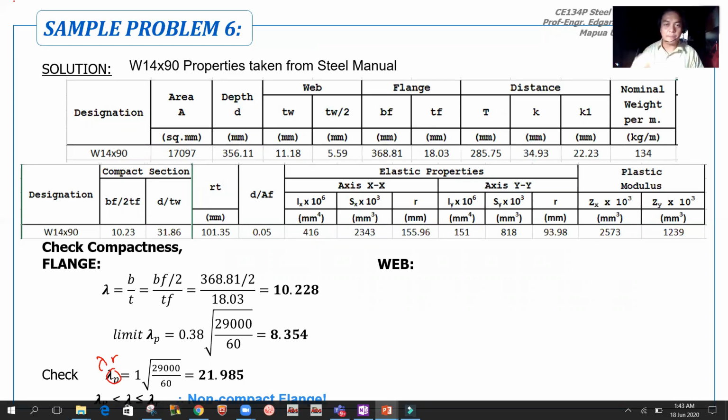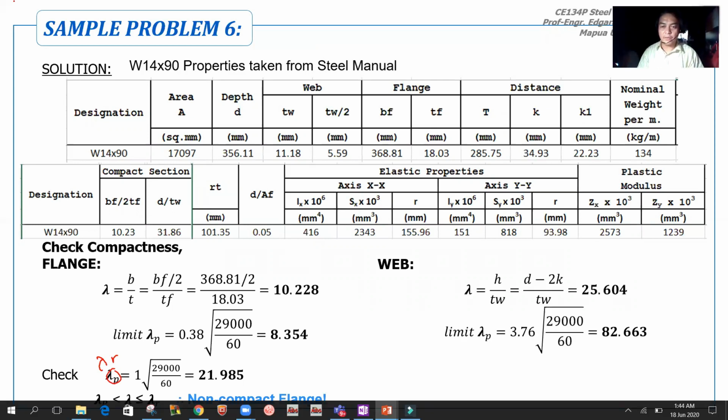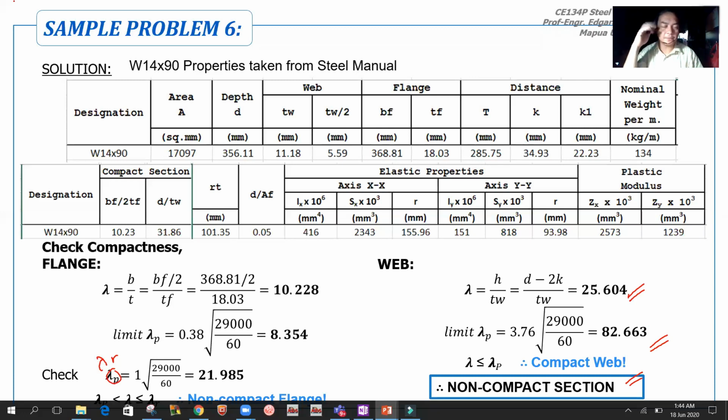How about for the web? O, yan yung lambda equation for the web. Tapos ito yung lambda limit. As you can see, yung lambda natin is less than the lambda limit, yung lambda p. So therefore, we have a compact web. Non-compact yung flange, pero compact yung web. So pagka pinagsama mo sila, how would you describe the section? Non-compact section. Ayan. So non-compact section tayo.